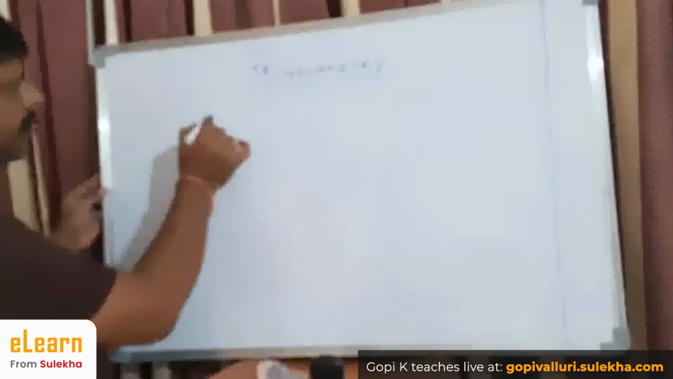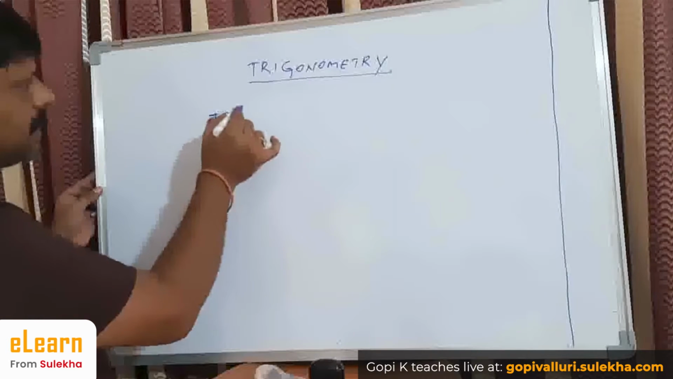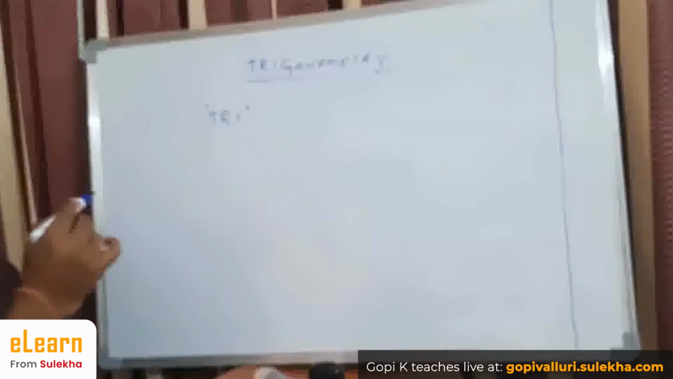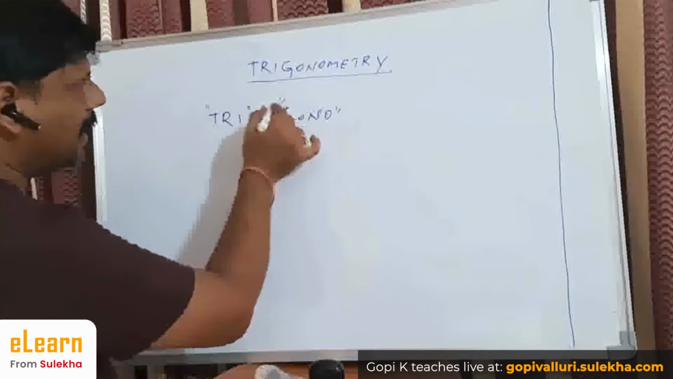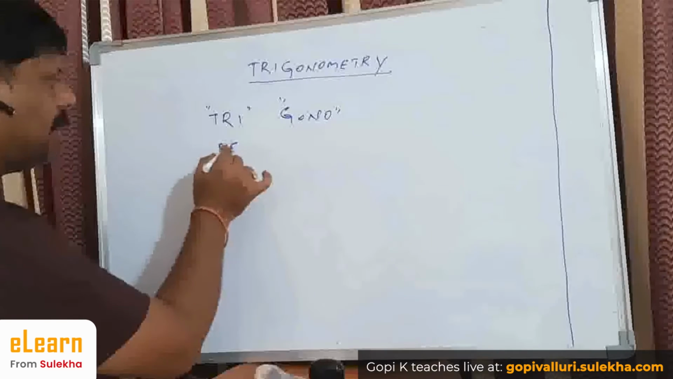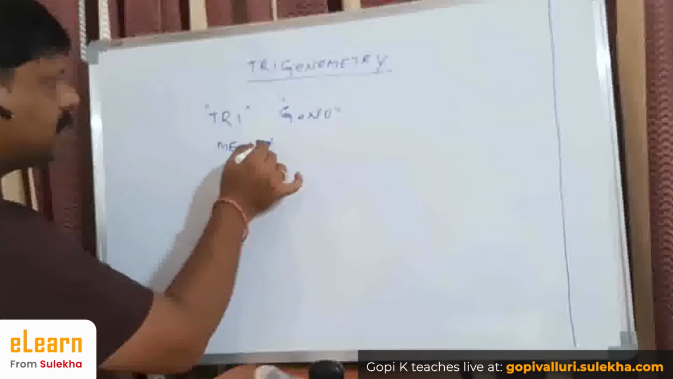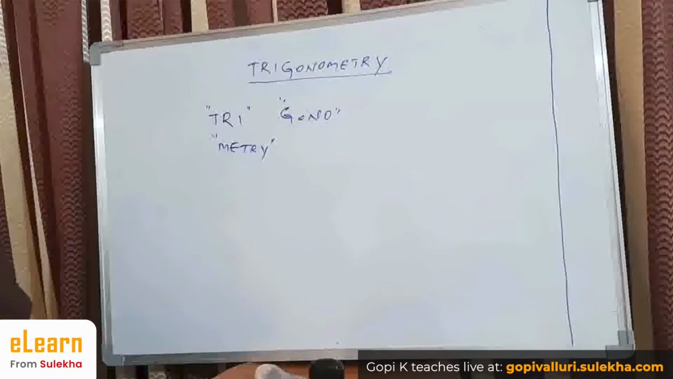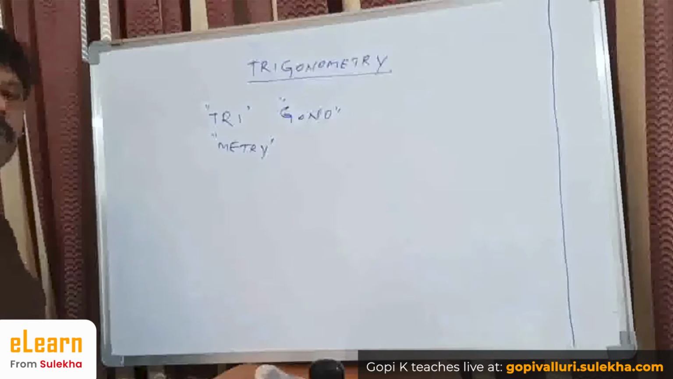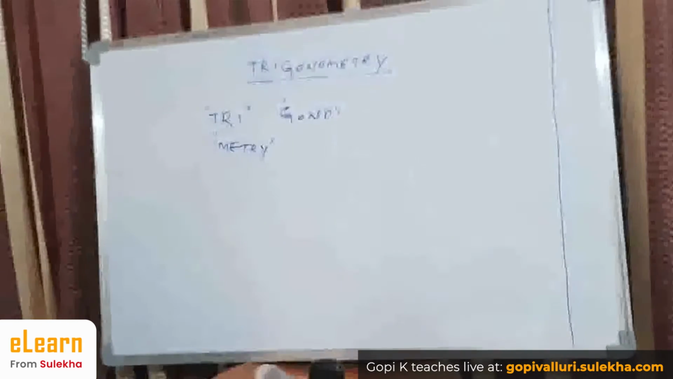Trigonometry: the definition of trigonometry. Here, tri means 3, gono means angle, metry means measurement. So simply, tri means 3, gono means angle, metry means measurements. Three angle measurements is called trigonometry. That means in this chapter we are dealing, in most cases, with right angle triangles.